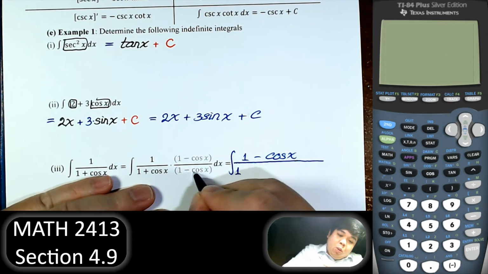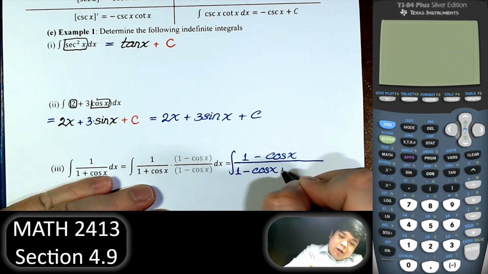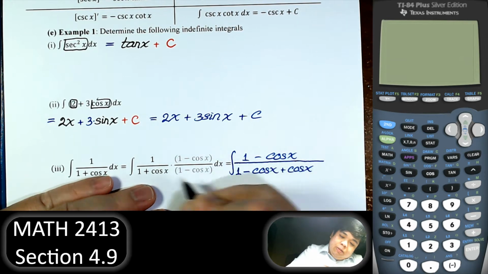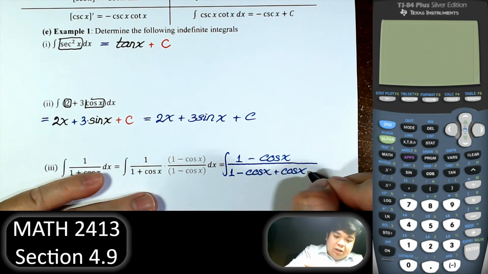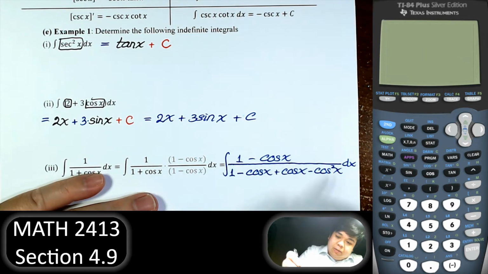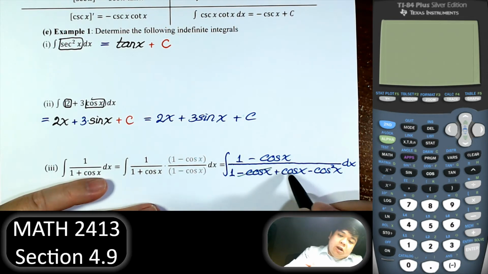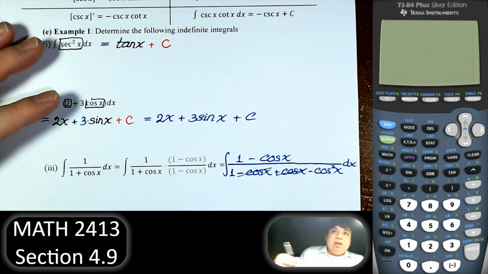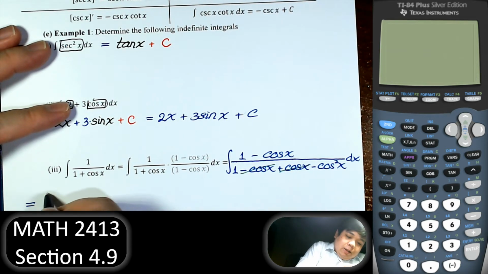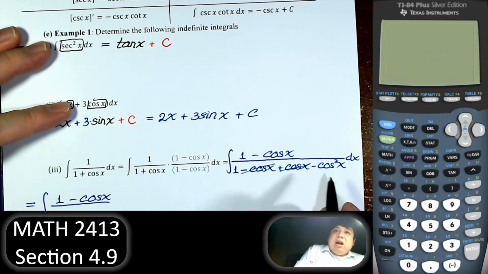1 times 1. 1 times cosine x, so negative cosine x, plus cosine x. Cosine x times cosine x, that's cosine squared. Right. Now the cosines cancel out. We will have 1 minus cosine of x over 1 minus cosine squared.